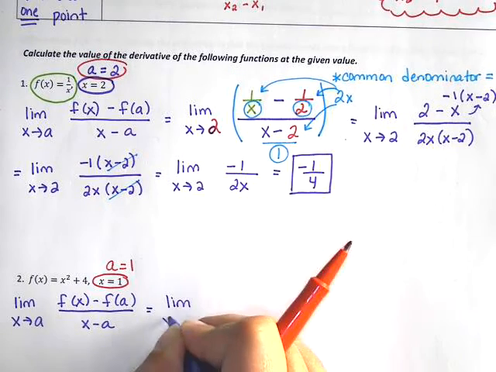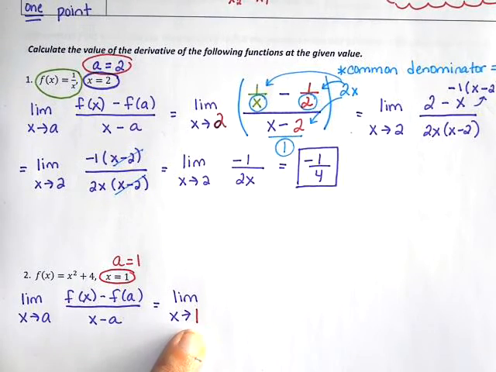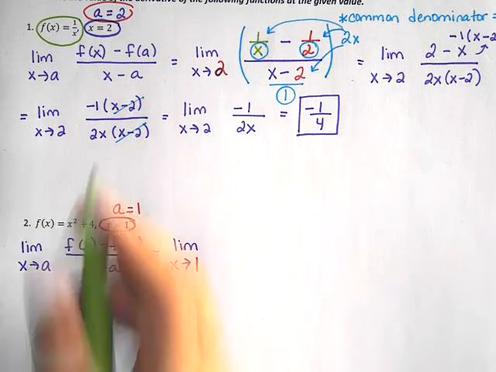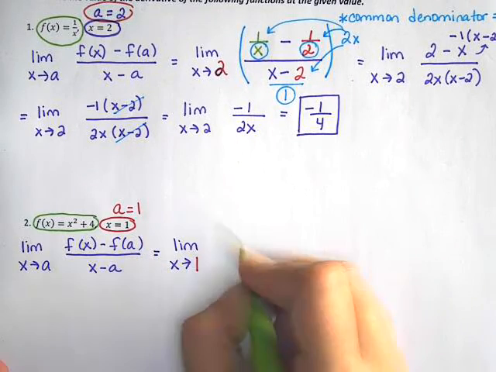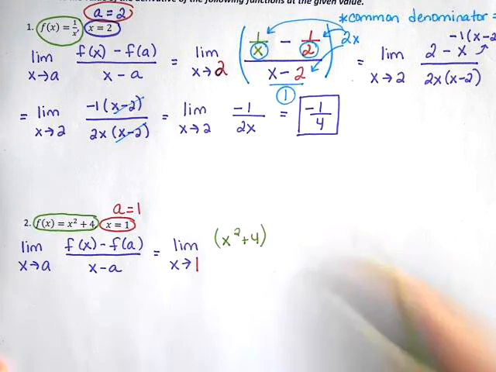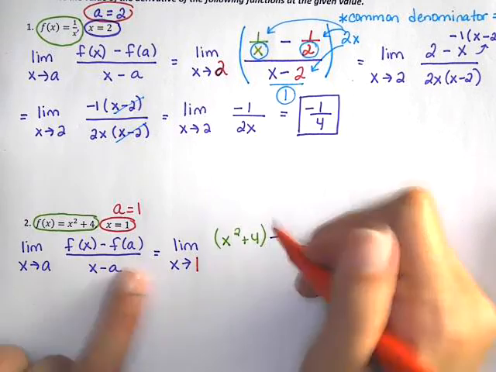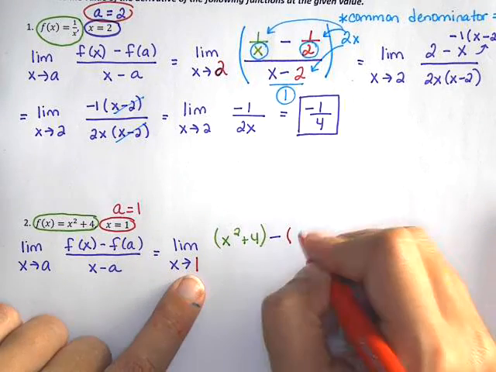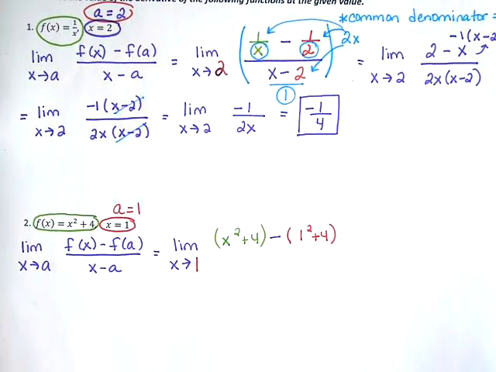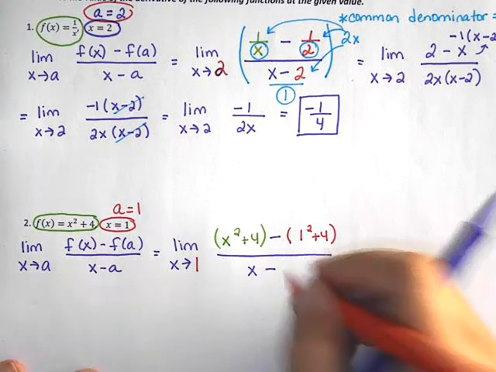We're going to have the limit as x approaches 1, because a is 1, of f of x. F of x in this problem is x squared plus 4, minus f of a would just be this same function, but with the number 1 plugged in, so 1 squared plus 4, all over x minus a, and in this problem a is 1.